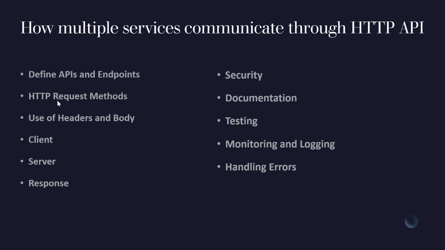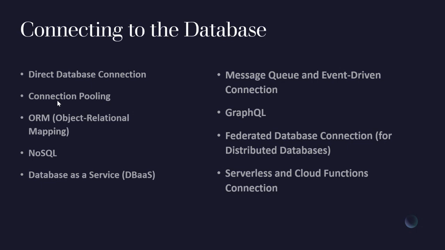Security. Security is very crucial, so you have to ensure that HTTP communication between services is secure. You can use HTTPS to encrypt data, and you can also implement authentication mechanisms. Documentation and testing are very common when you communicate through HTTP API, as are monitoring and logging, and also handling the errors.